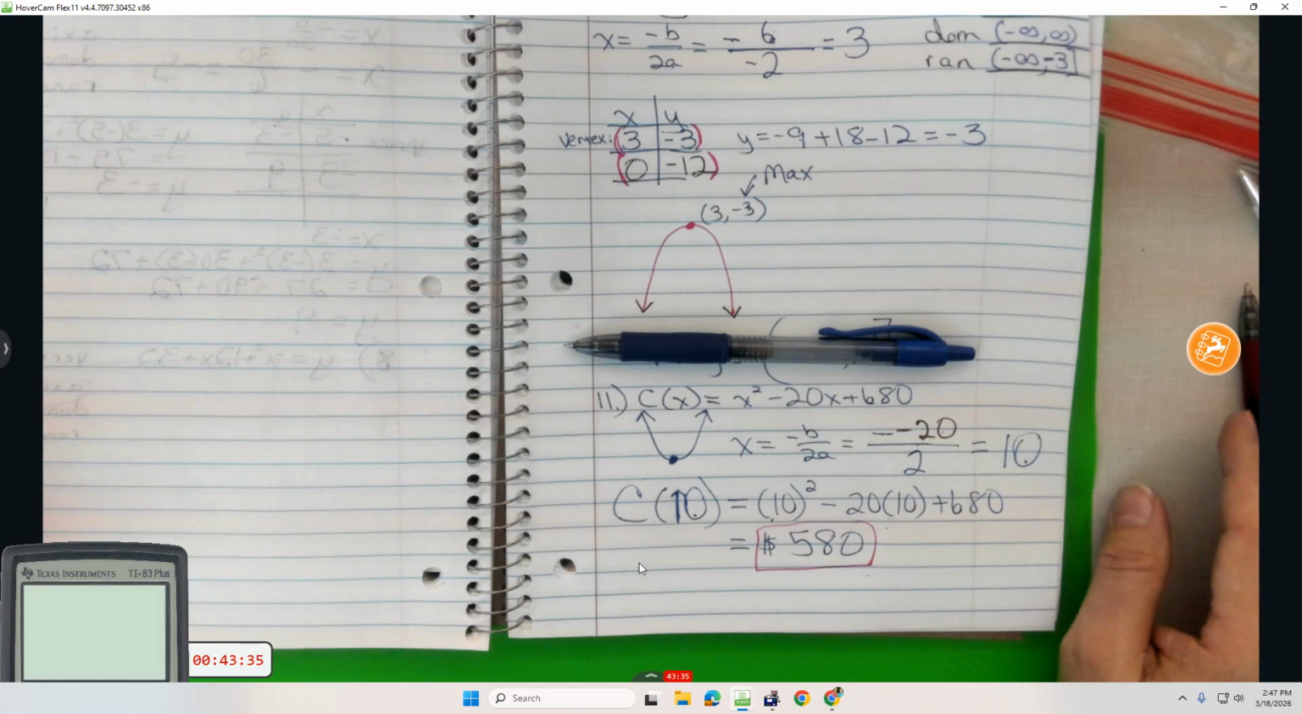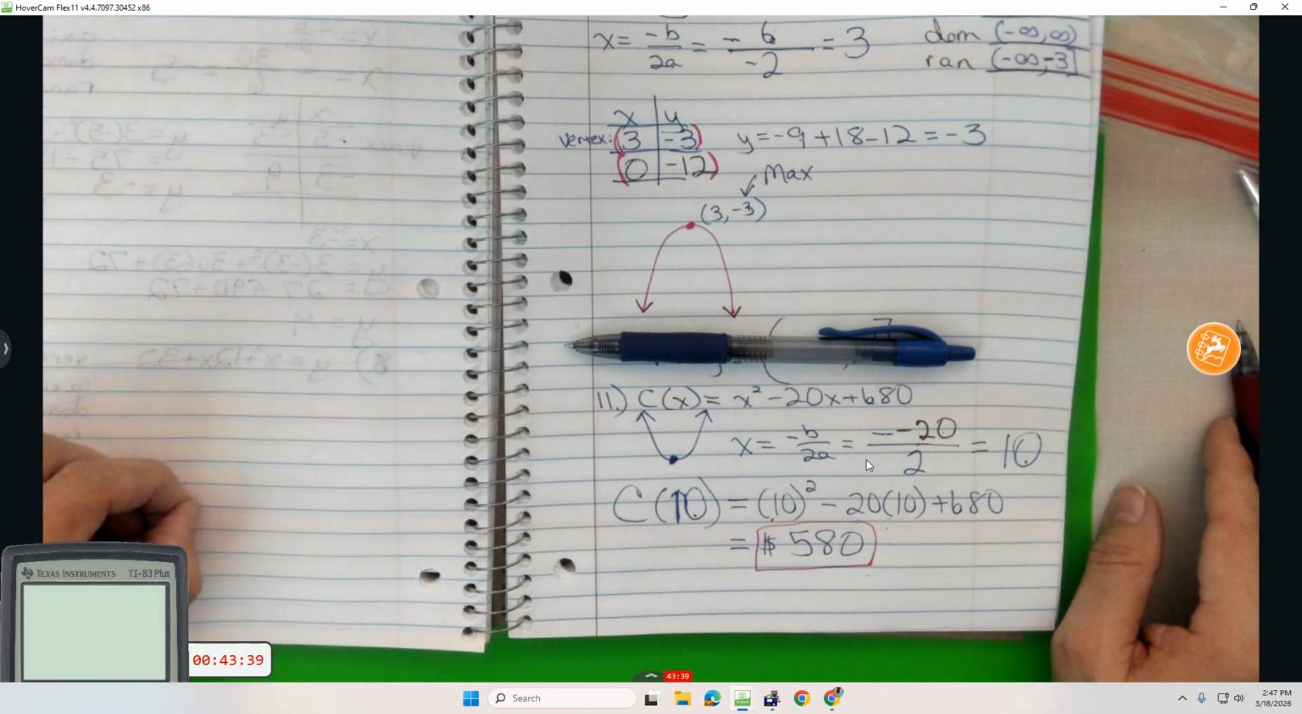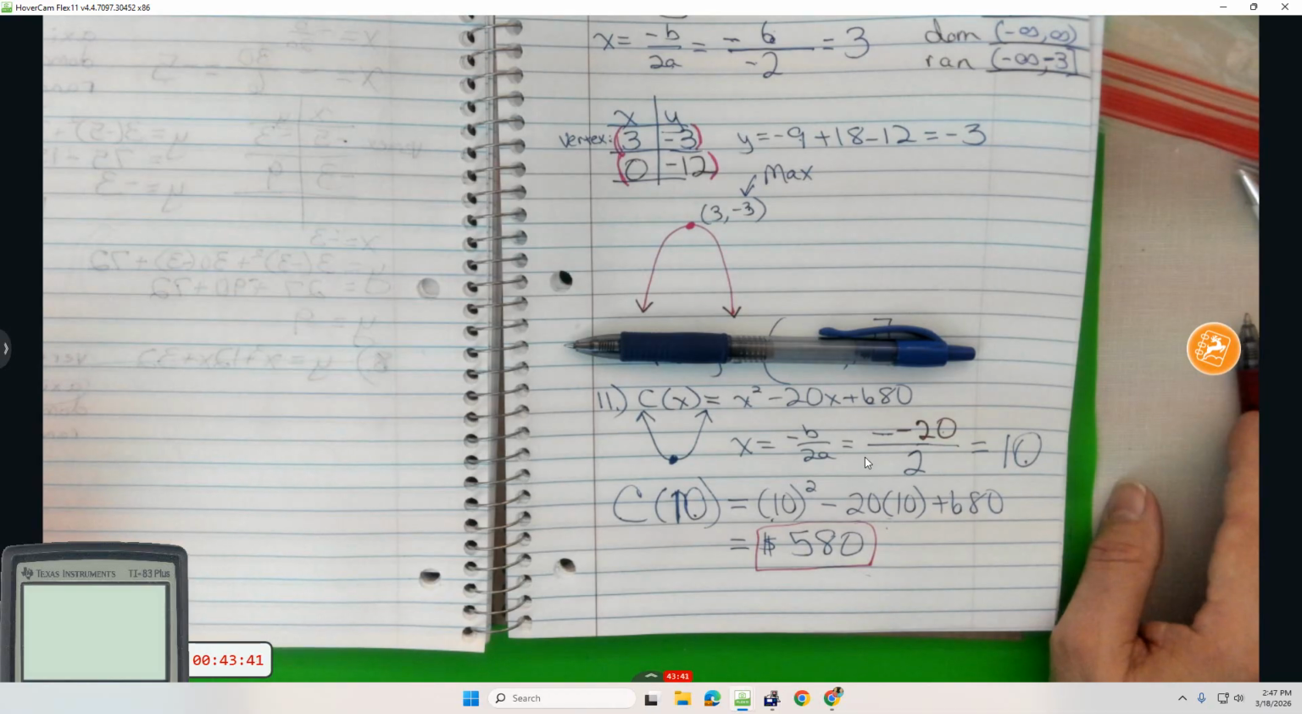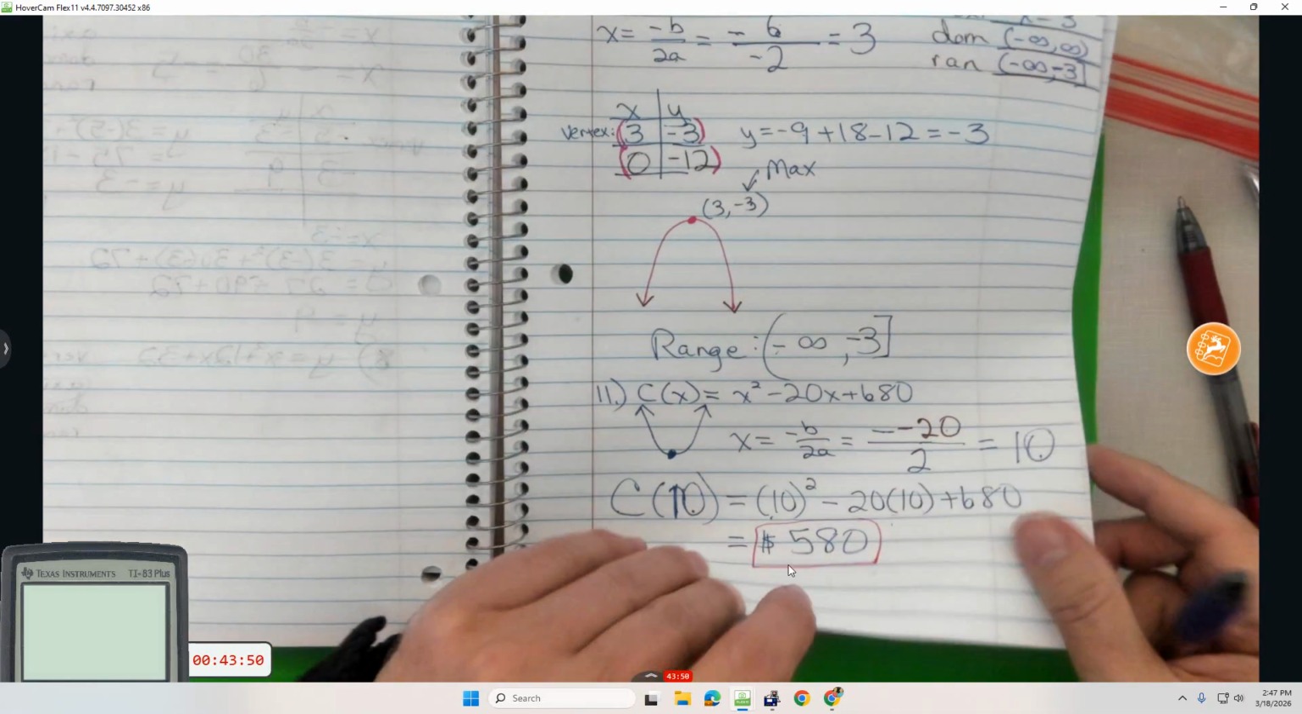These word problems will be asking for maximum or minimum values. If you're looking at a quadratic function, the maximum or minimum must occur at the, starts with a V, vertex. Okay. Number 12.